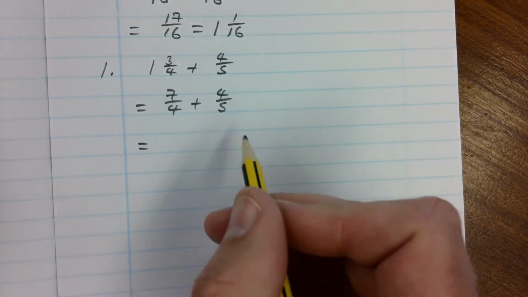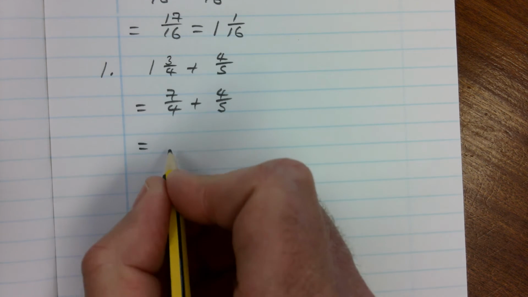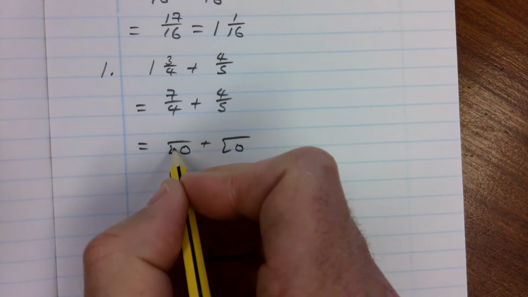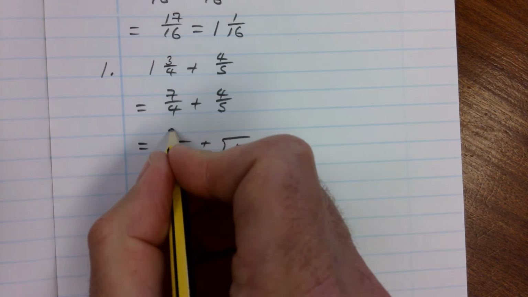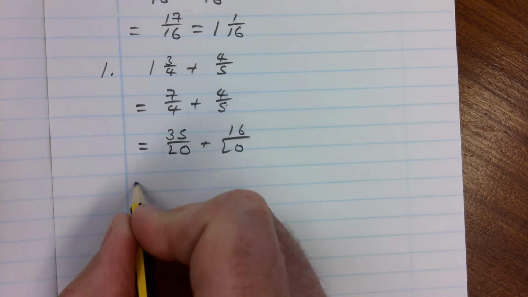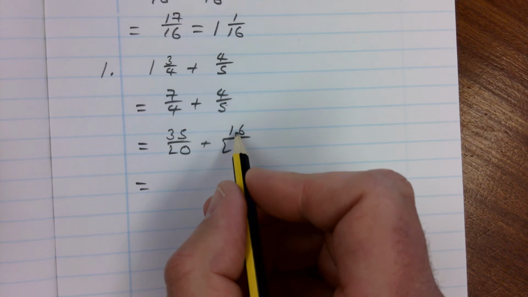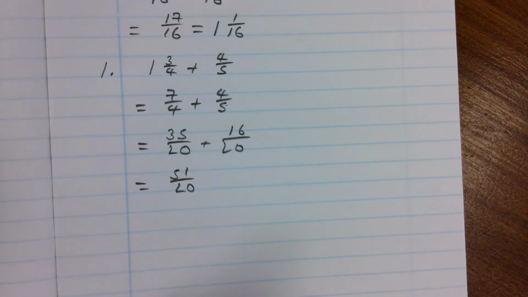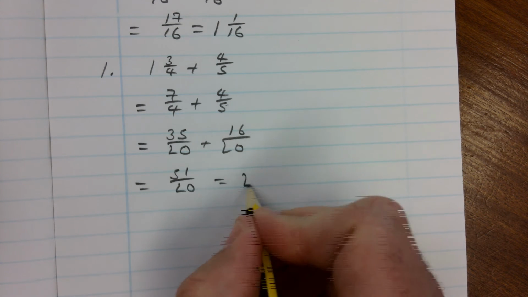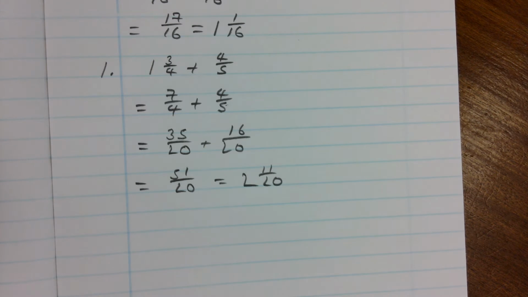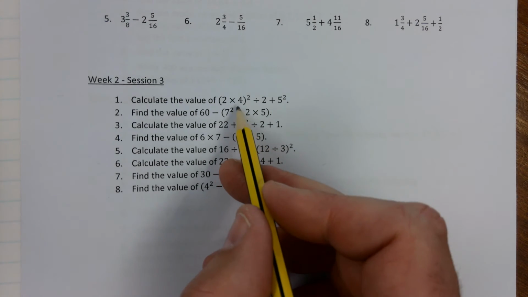Next, just like above, we're going to use common denominators. So 4 and 5, the smallest number they go into is 20. 4 times 5 gives me 20. So 7 times 5 is 35. Times that by 4, so that's going to be 16. 35 plus 16 gives me 51. 51 over 20, and that's going to go in 2 times, and 11 left over. The final session this week is going to be some BIDMAS practice.